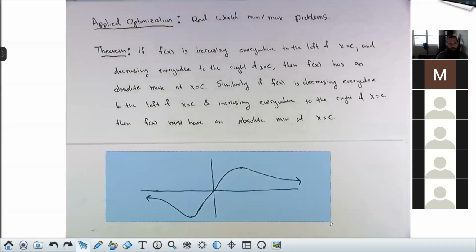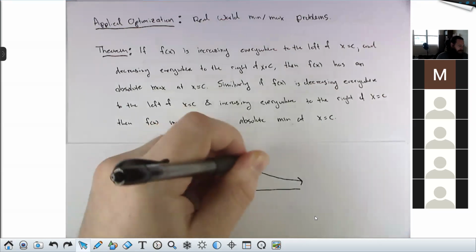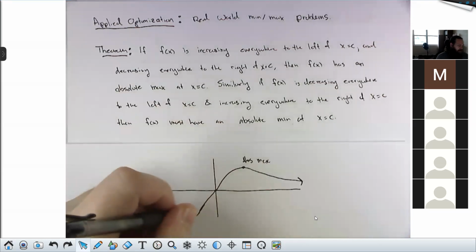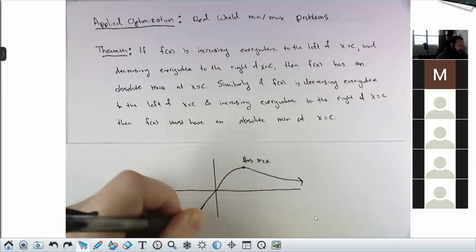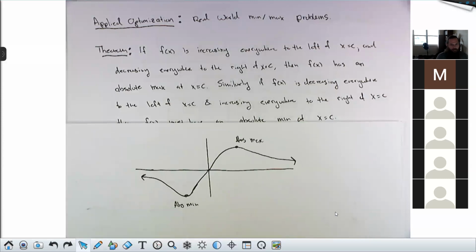But it is possible to have behavior like this, where I have an absolute max here and an absolute min here, even though the graph here is... so a mathematician wouldn't call this unbounded, but the domain is unbounded. The domain isn't restricted. So the domain here is still all real numbers, but we do have both an absolute max and an absolute min.